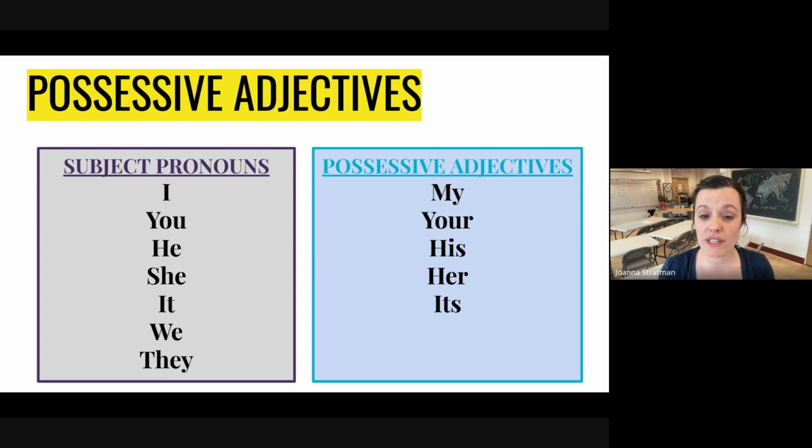Also, please note that the possessive form does not have an apostrophe. So it is not spelled IT apostrophe S. There is no apostrophe in this form. Next, we have our. The form for we is our. It's pronounced the same as an hour in time, even though it is spelled differently. And finally, the possessive adjective for they is their.